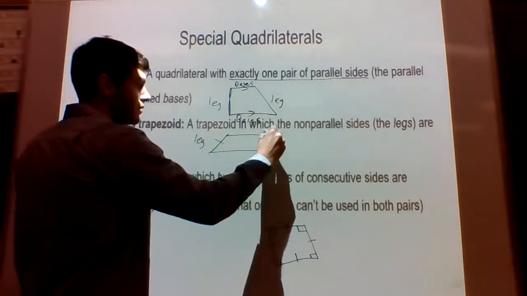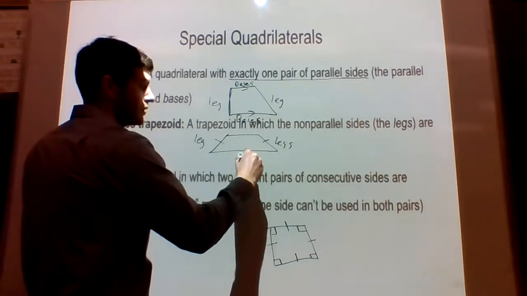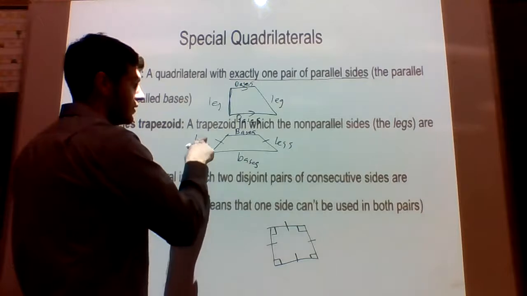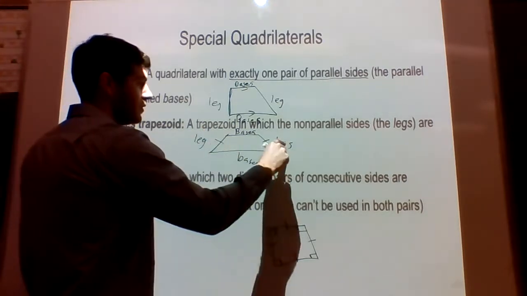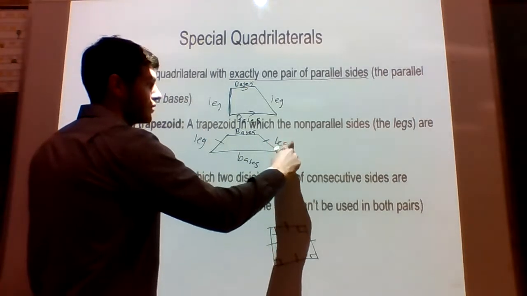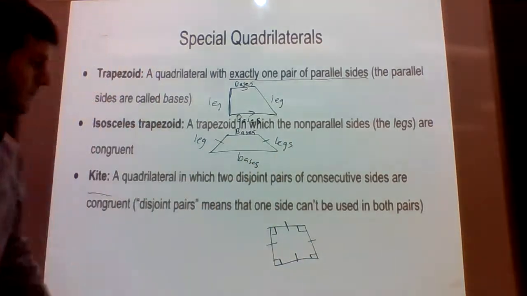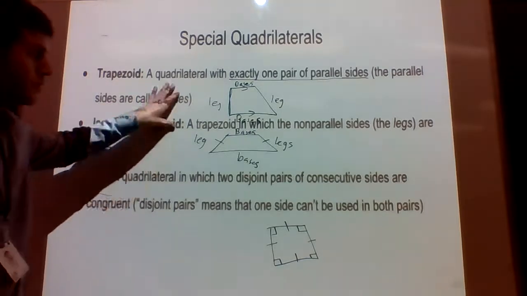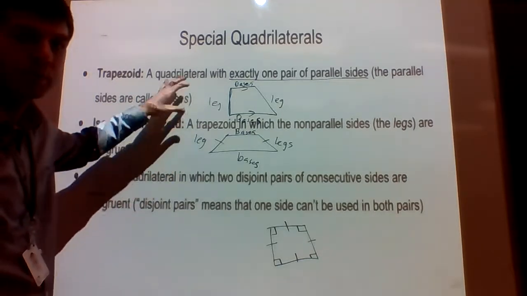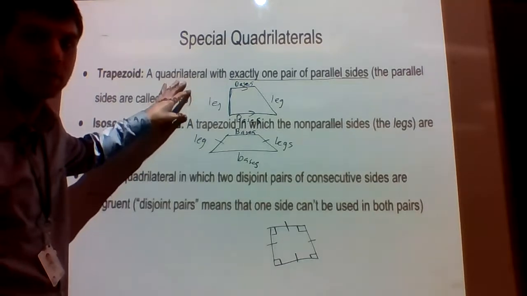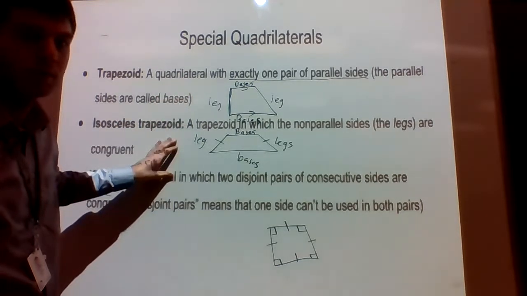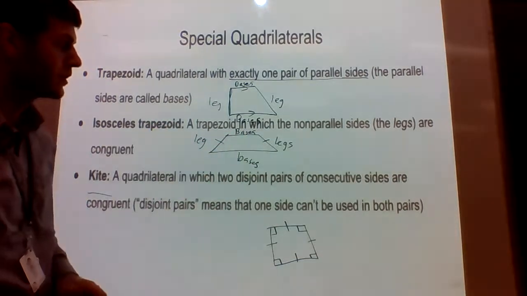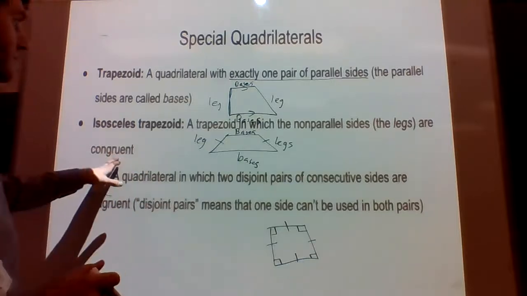So the non-parallel sides are called the legs. So these are our legs, and these are our bases. So bases and legs. These are bases. So again, these are both trapezoids. Trapezoids are defined as having exactly 1 pair of parallel sides. An isosceles trapezoid is a trapezoid that has a pair of legs that are congruent. So it has legs that are congruent.